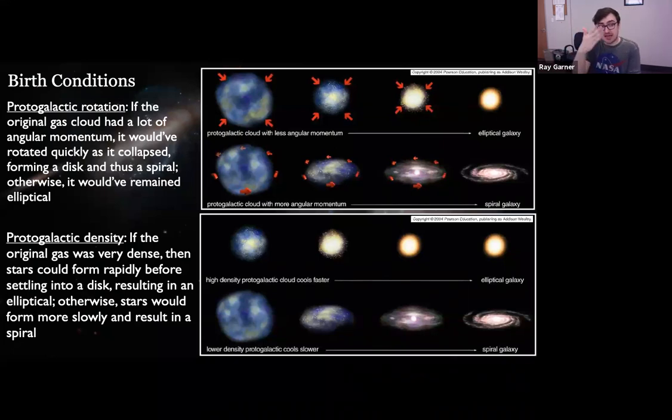Evidence for this kind of role of birth conditions, whether it's the rotation or the density, comes from a few giant elliptical galaxies at very great distances. These galaxies lack those blue and white stars, indicating that no new stars are forming within them, even though we are seeing them as they were when the universe was very young. So that suggests that all the stars in these elliptical galaxies were born at almost the same time, which is consistent with the idea that all the stars formed before a disk could develop.